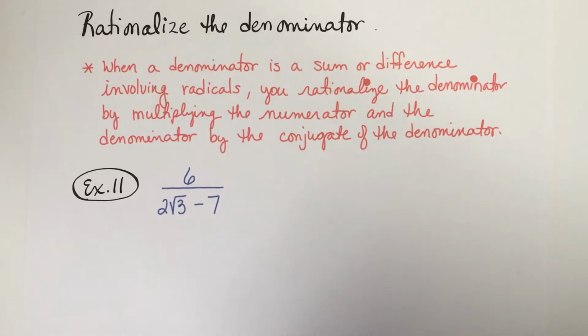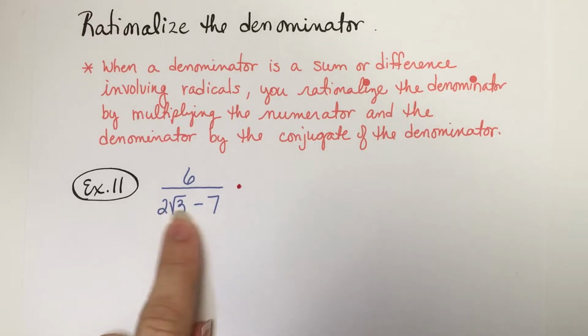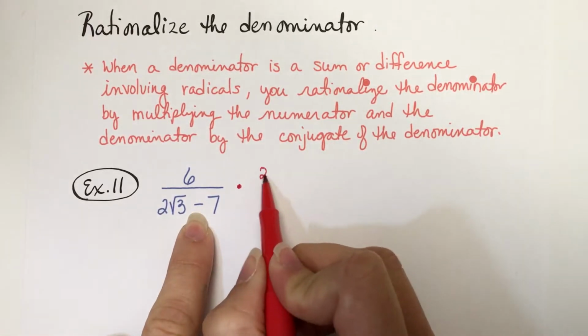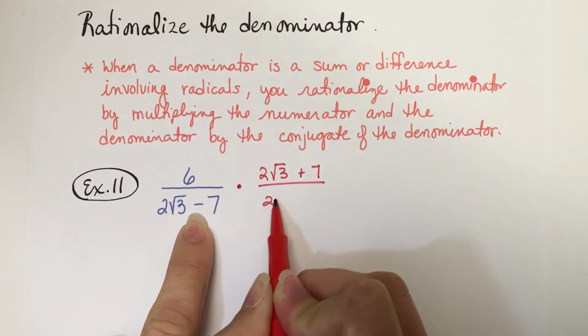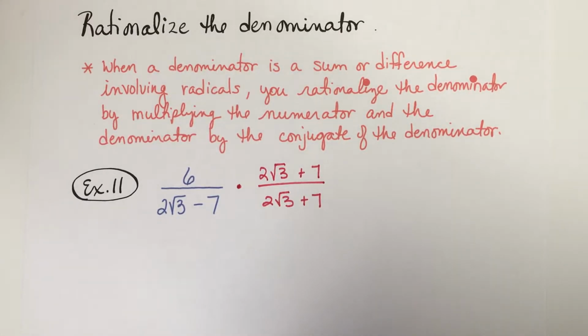All right, so as it states, when a denominator is a sum or a difference, you rationalize the denominator by multiplying numerator and denominator by the conjugate. Now, a conjugate is something we talked about earlier in chapter 4, and you want the conjugate of the denominator, which means all that you do is change the sign that's in the middle. So this would be 2 square root 3 plus 7.